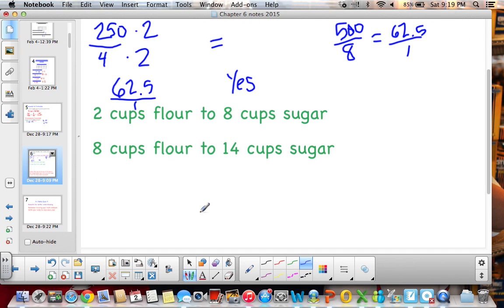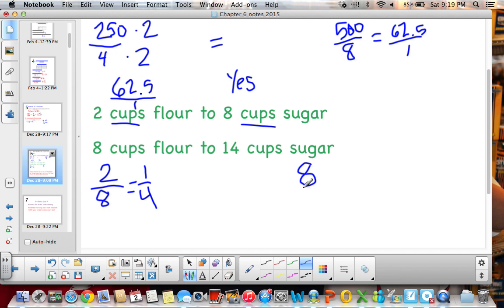2 cups of flour to 8 cups of sugar, and then 8 cups of flour to 14 cups of sugar. So we have 2 cups of flour to 8 cups of sugar. Because they're different items, but they're the same units, so they're both cups. We can simplify this to 1/4. And now I have 8 cups of flour to 14 cups, so 8 over 14. We can divide both by 2, so we get 4/7.